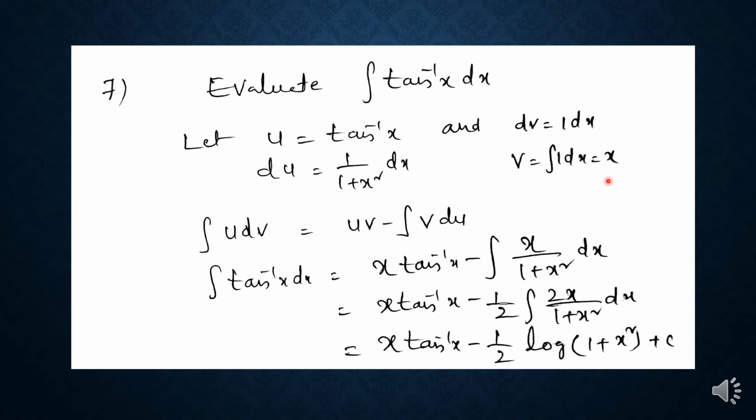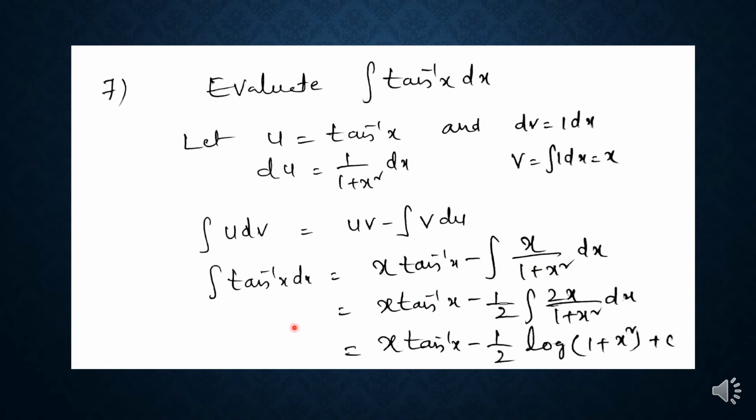So after getting the values of du and v, substitute these values in the integration by parts rule, that is integral u dv is equal to uv minus integral v du. So that is integral tan inverse x dx is equal to u means tan inverse x into v means x. That can be written as x into tan inverse x minus integral v du. What is v here? x into 1 by 1 plus x square dx. That is x by 1 plus x square dx.